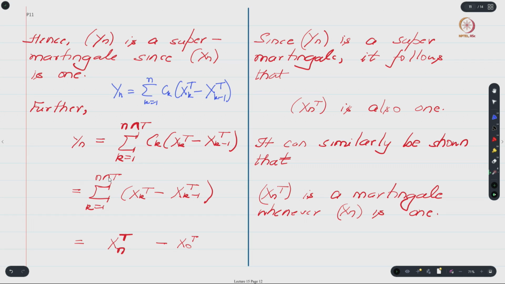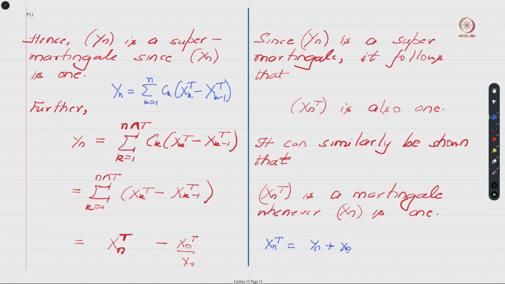But once we write it in this way, we have a telescopic sum, and hence we will only end up with the last term in this sequence, which is x_{n∧t}, and the first term, for k equals 1, which is x_0∧t, and it is easy to see that x_{0∧t} is actually x_0. So we have x_{n∧t} minus x_0, in other words your x_{n∧t} is actually equal to Y_n plus x_0. Is that okay? And since we have proven earlier that Y_n is a super martingale, it follows that x_{n∧t} is also a super martingale.